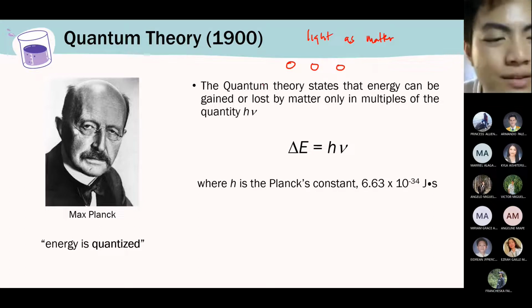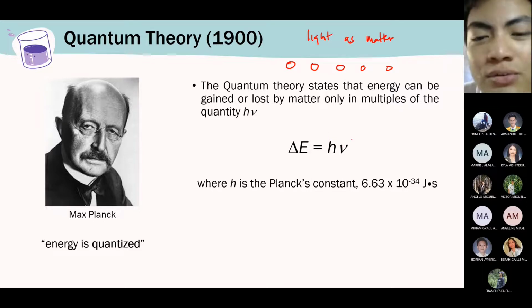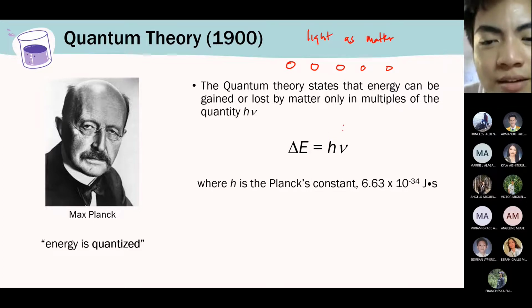Okay? So according to Max Planck, the energy of light comes in discrete quantities, meaning it's in packets, and the energy of that packet of light can be computed by this equation, delta E equals h nu, wherein h is the Planck's constant and nu is the frequency.